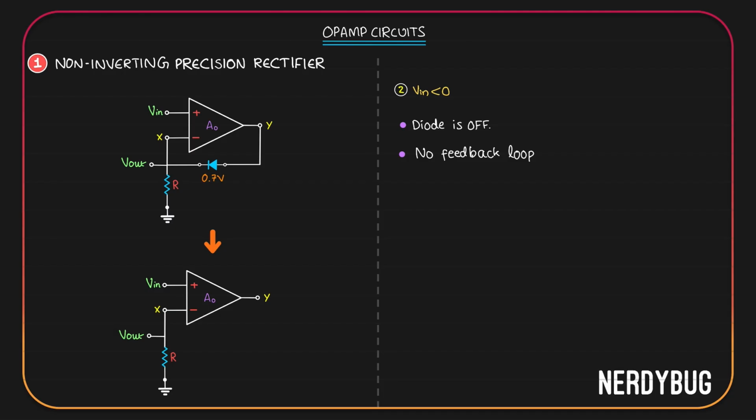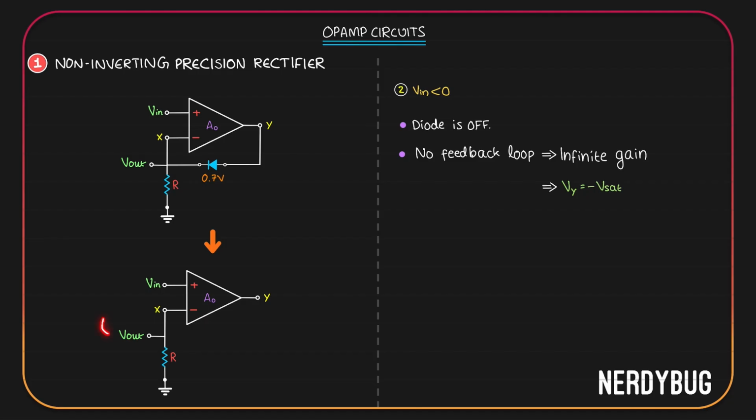If there is no feedback, the effective gain of the op-amp will be infinite. It's the original gain. Vin is negative, so Vy will be infinite gain multiplied by some negative value. But obviously Vy cannot be negative infinity. It will stay at minus Vsat, the saturation voltage.